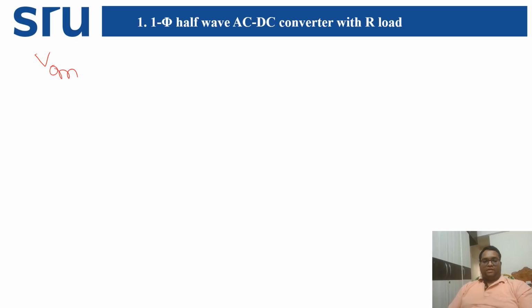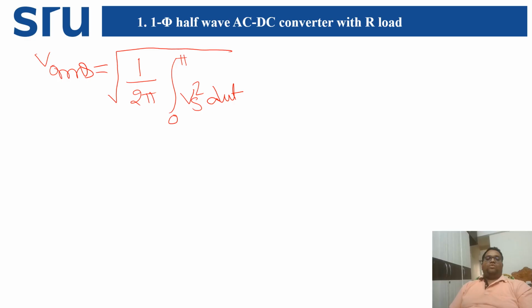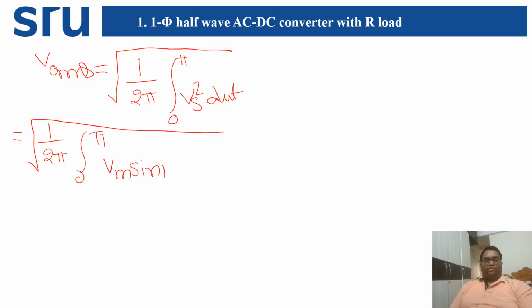This is V naught RMS. The root mean square value is equal to the square root of 1 by 2 pi, integration 0 to pi of Vs square d omega t. Now what is Vs here? Vs is nothing but Vm sine omega t whole square d omega t.